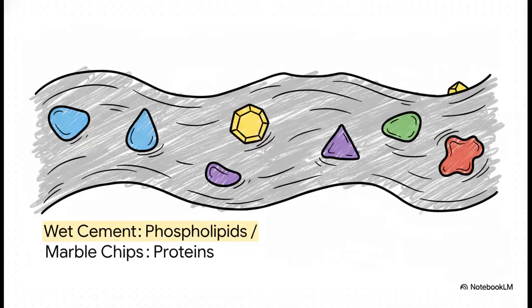So in their analogy, that wet cement is the fluid, flowing sea of phospholipids that makes up the bulk of the membrane. And those marble chips? Well, those are all the different proteins that are studded and embedded within that phospholipid sea. They're scattered all throughout, creating this beautiful, ever-changing pattern, a mosaic.